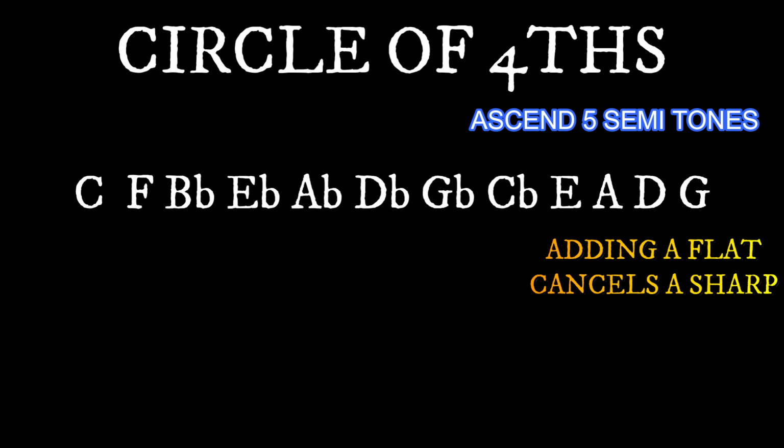So if we look at C to F, this is simply the order by which we add flats, where C would have no flats, F has 1, B flat 2, E flat 3, and so on until we get to C flat, which has 7 flats. At this point, we want to use our enharmonic spelling and call that a B natural, which has 5 sharps. Remember, adding a flat cancels a sharp. So we go from 5 sharps to 4 sharps with the key of E, 3 sharps with the key of A, 2 with D, 1 with G, and then back to 0 with C.